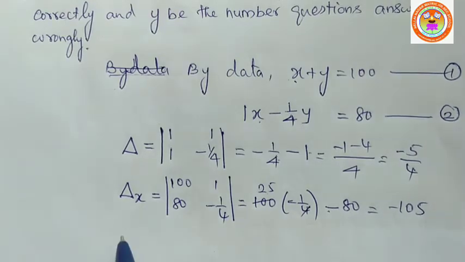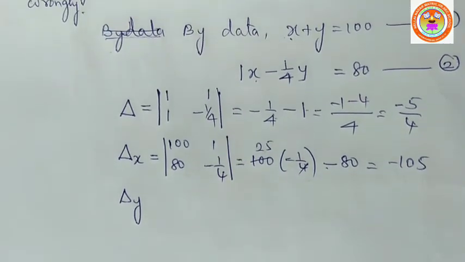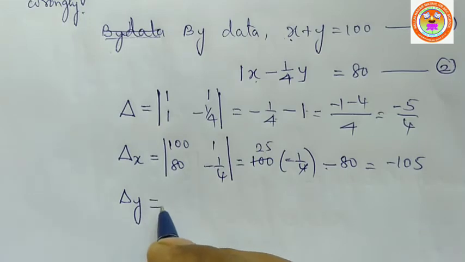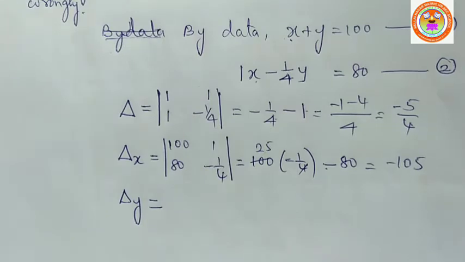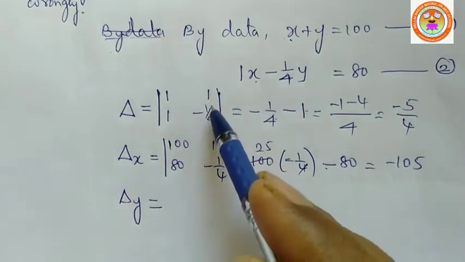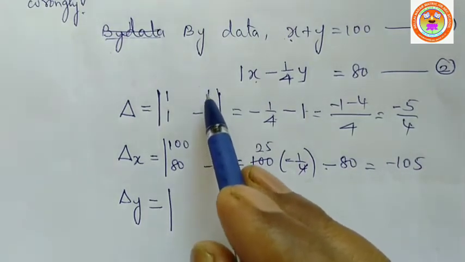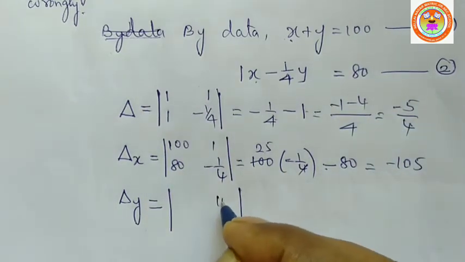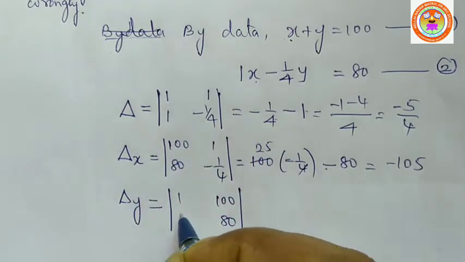Now come to delta y. Delta y is obtained from delta by replacing the second column by the constant term. The second column elements are the coefficients of y. So if we are replacing the second column of delta by the constant term, we will get 180. The first column elements remain the same.